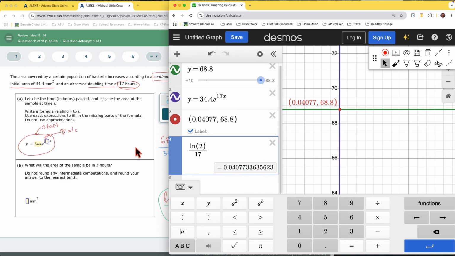Now, oftentimes we think, oh, decimals are more exact, right? No. Decimals have to be rounded. They're not exact, they are rounded. This natural log of 2 over 17 is an exact answer, and then you can choose the level of accuracy that you want. If you want 57 decimal places, you could get it with this particular answer. But this is the answer we're going to put in, natural log of 2 divided by 17.